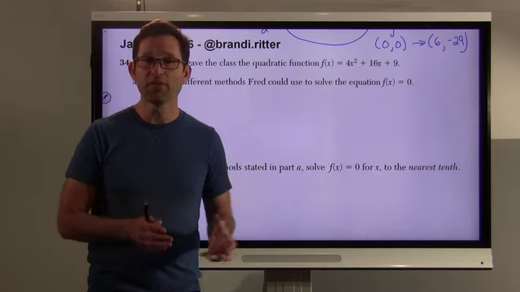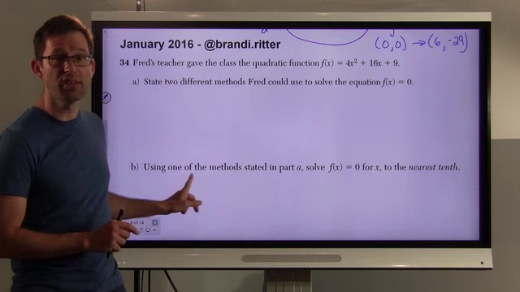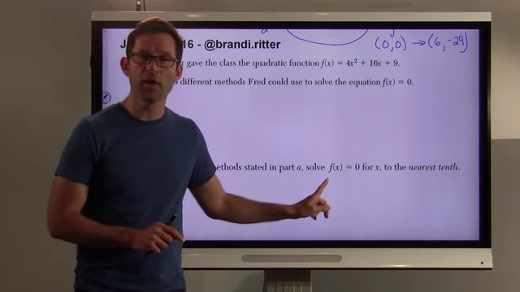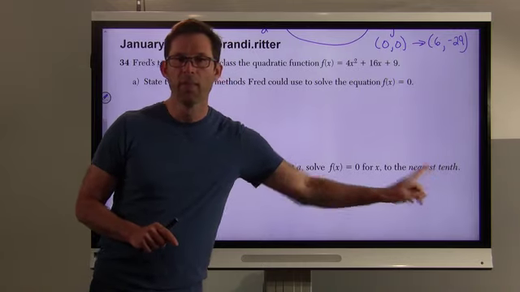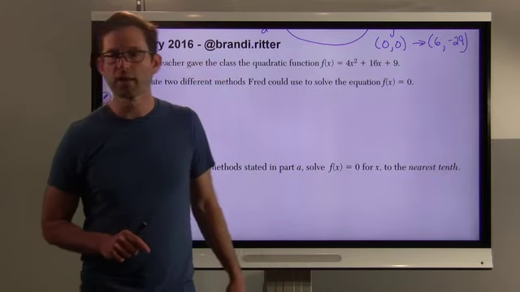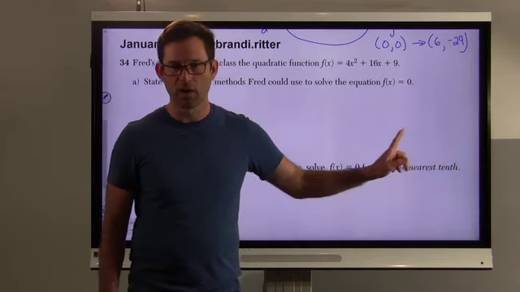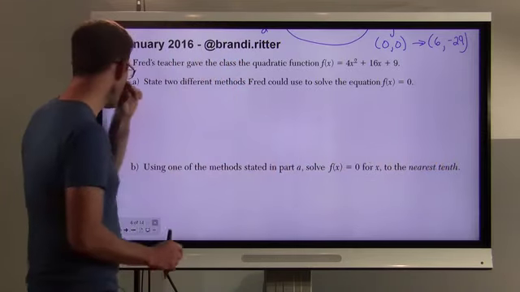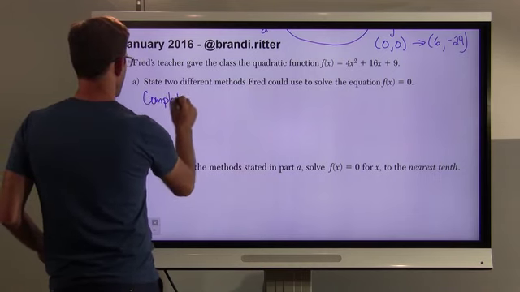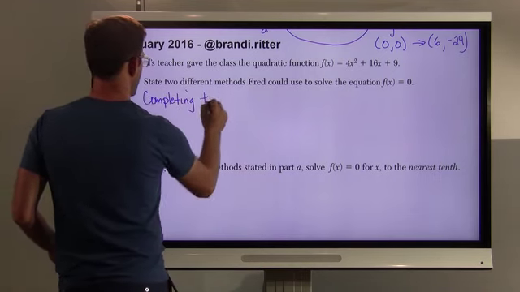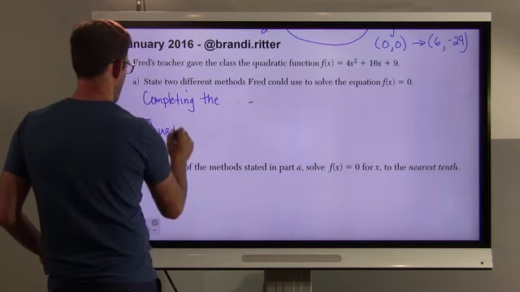This one can't be factored, all right? And by the way, I know it can't be factored because part B says using one of the methods stated in part A, solve f of x equals 0 for x to the nearest tenth. If you can factor a quadratic equation, you're not going to have to round the answers. They're going to come out to be nice numbers. So anyway, the two methods that we could use are completing the square and the quadratic formula.